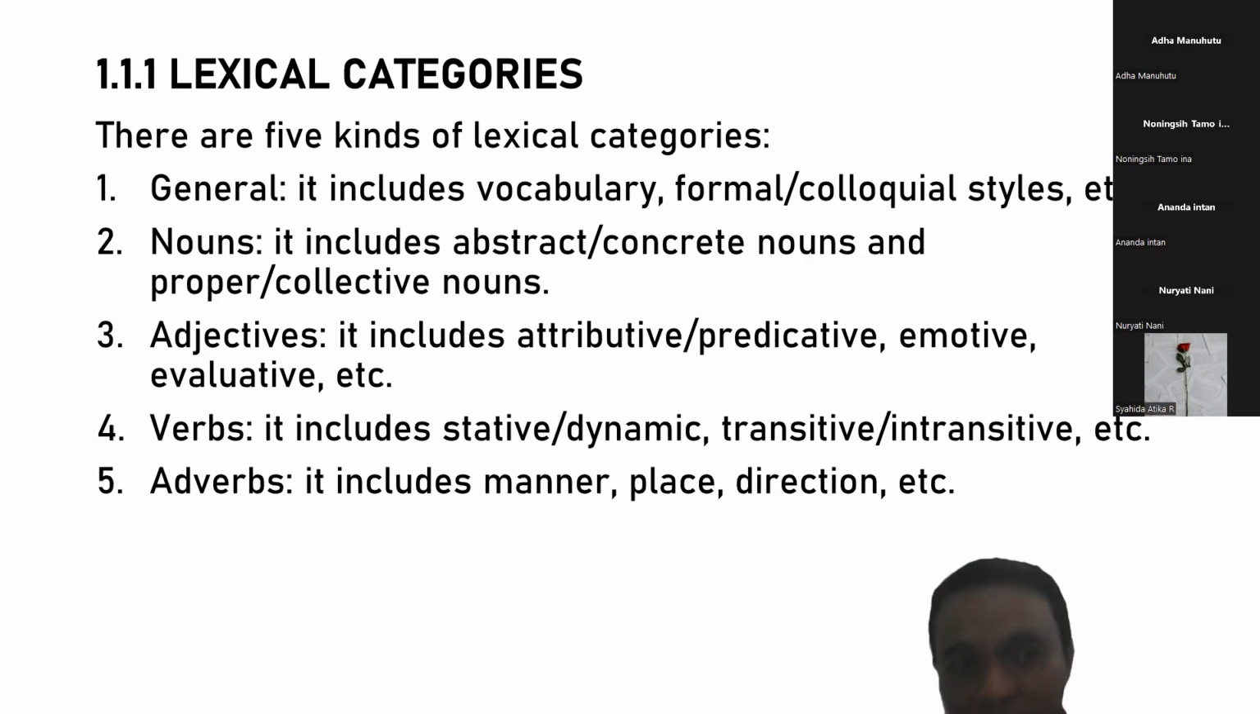For example, transitive, for example, I am looking for my friend. Looking for the plane. Intransitive, take off without object. Take off. And then the fifth one, adverbs, it includes manner.